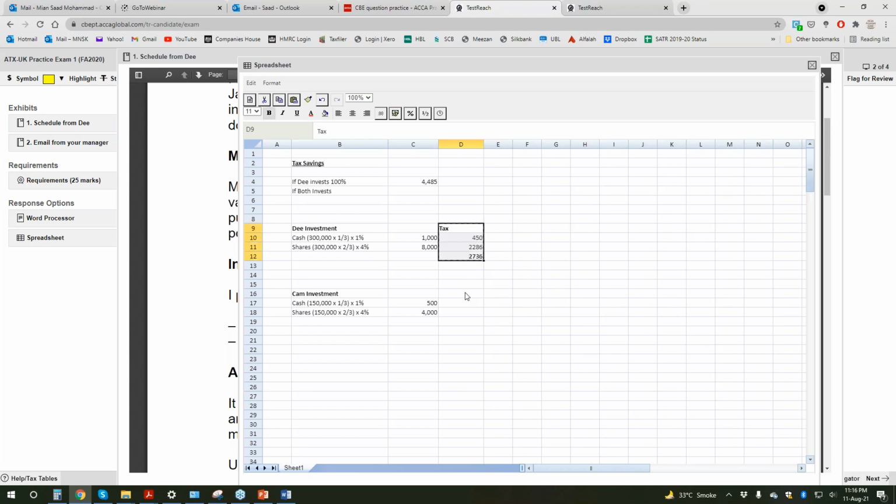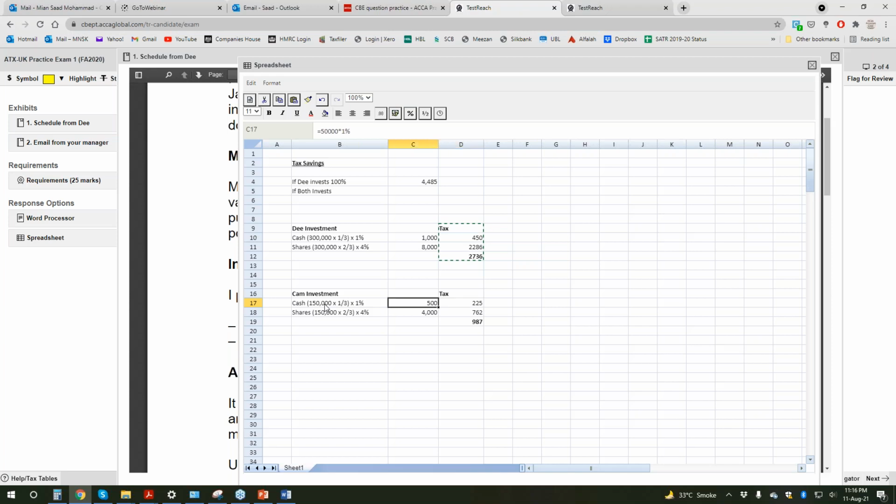I will copy these figures here, but I have to change the formula. For Cam, as a basic rate band payer, her incomes of savings and non-savings will be taxed at 20%, and her dividends will be taxed at 7.5%.